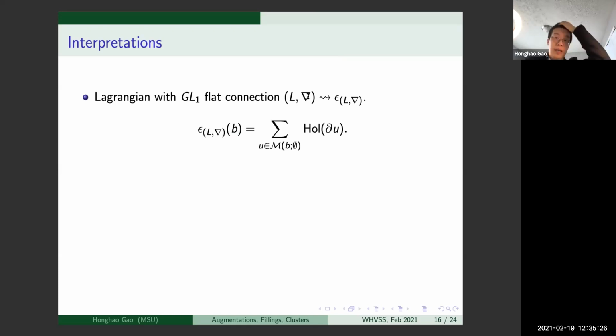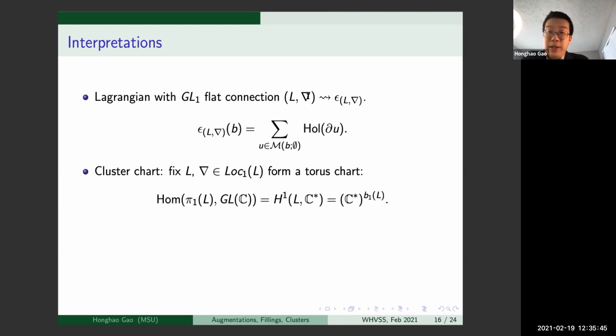And it can be checked, I think it has been done in Ekholm-Honda-Kalman, using the curve breaking techniques, that this always defines for you an augmentation. So one thing you can do is you can keep the Lagrangian filling and change the local system on the filling, and then you ask how many local systems you can have. The answer is the character variety of the fundamental group of the Lagrangian filling. And this is just C star to the copy of the first Betti number of L.